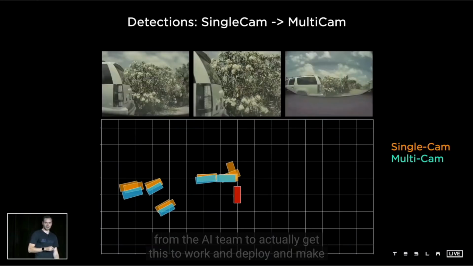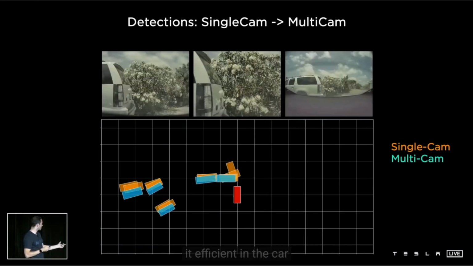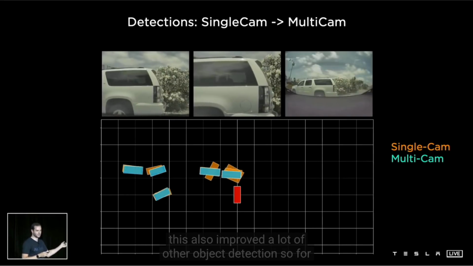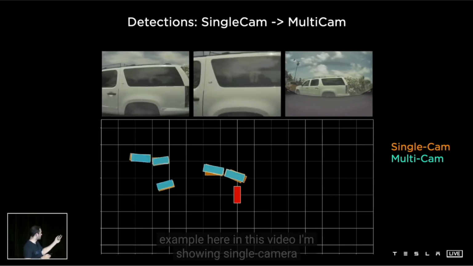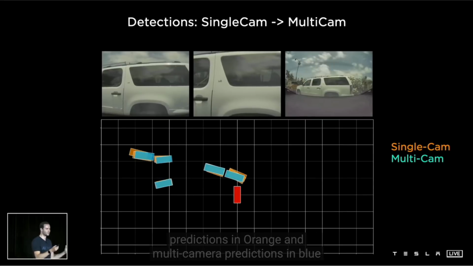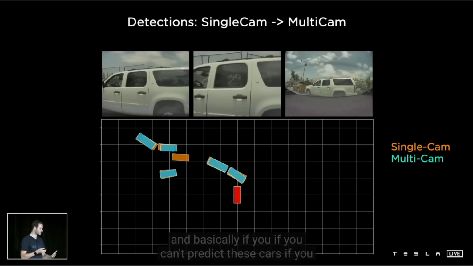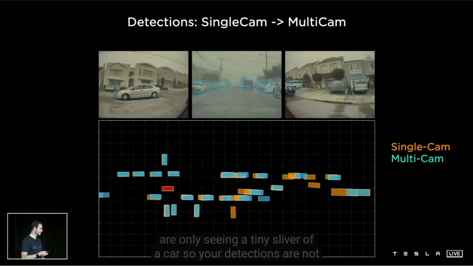This also improved a lot of our object detection. So for example, here in this video, I'm showing single camera predictions in orange and multi-camera predictions in blue. And basically, you can't predict these cars if you are only seeing a tiny sliver of a car. So your detections are not going to be very good, and their positions are not going to be good. But a multi-camera network does not have an issue.